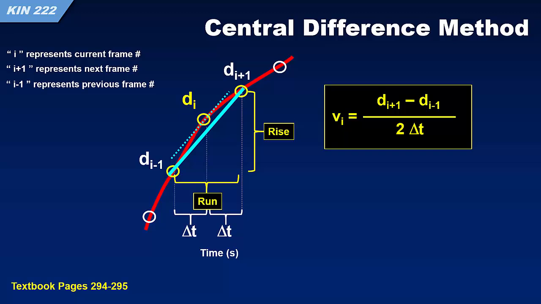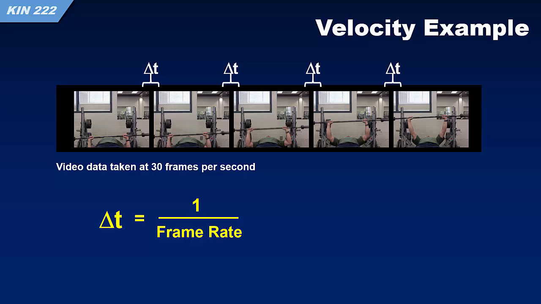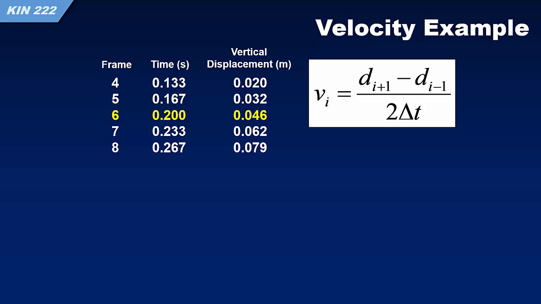Let's look at a numerical example. We'll go back to the bench press video, and the first thing we need for the central difference method formula is the time between frames. If we remember from the video analysis video, the time between individual frames is just 1 over the frame rate. In this case, the bench press video was taken at 30 frames per second, so the delta t is 1 over 30 frames per second, or 0.033 seconds between every frame. Now that we have the delta t, we can figure out the rest of the formula.